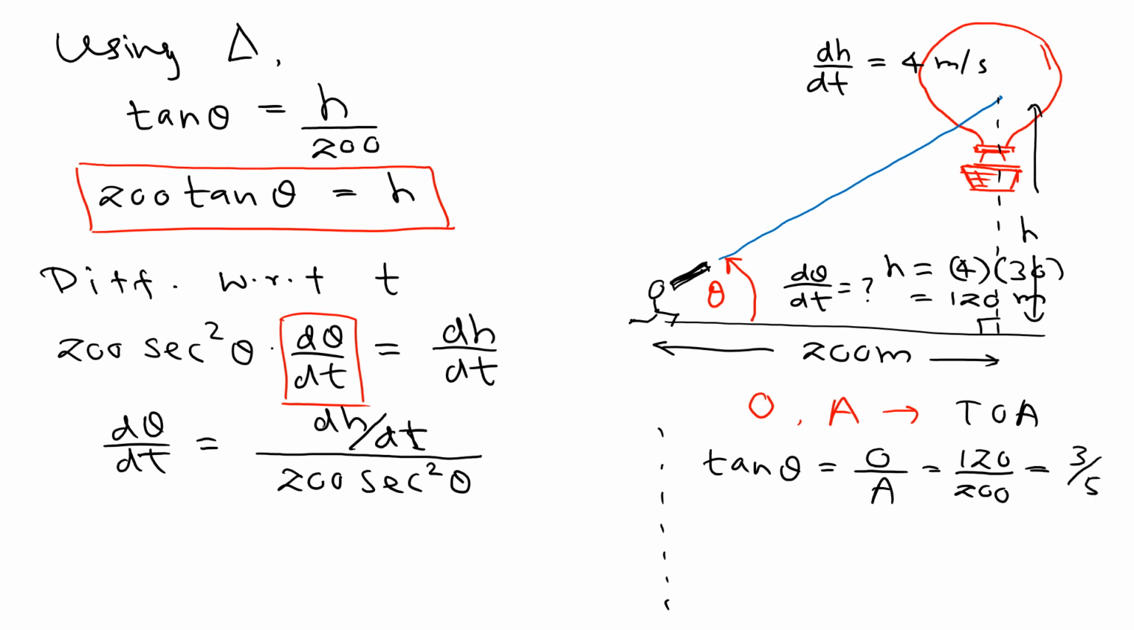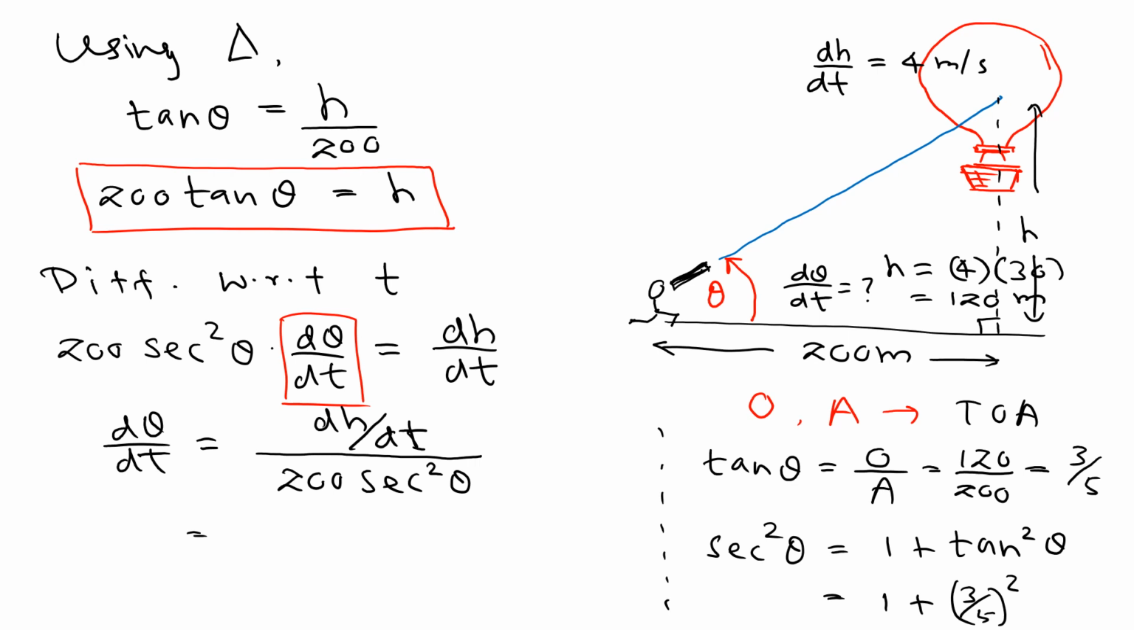Now we know this identity from trigonometry. Secant squared theta equals 1 plus tan squared theta. So we can plug in here now. That means it's 1 plus 3/5 squared. So we can do the same here.